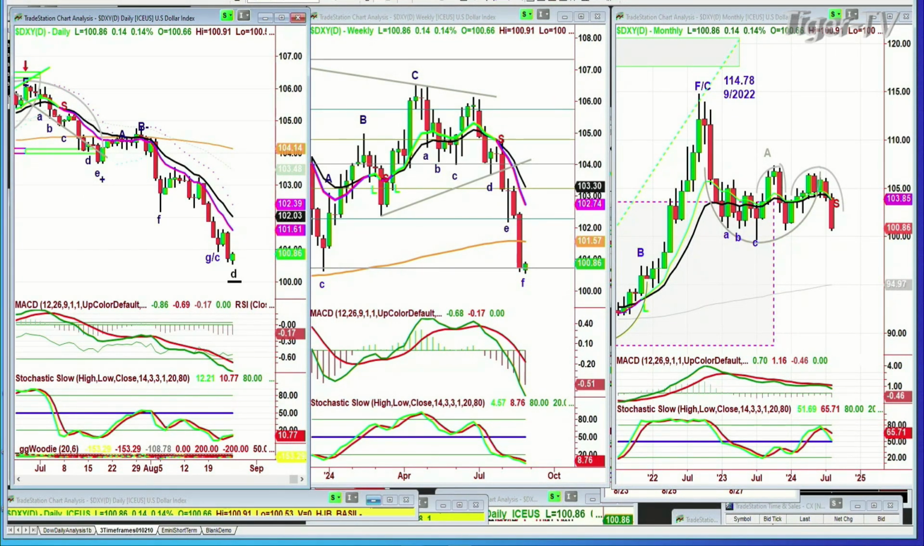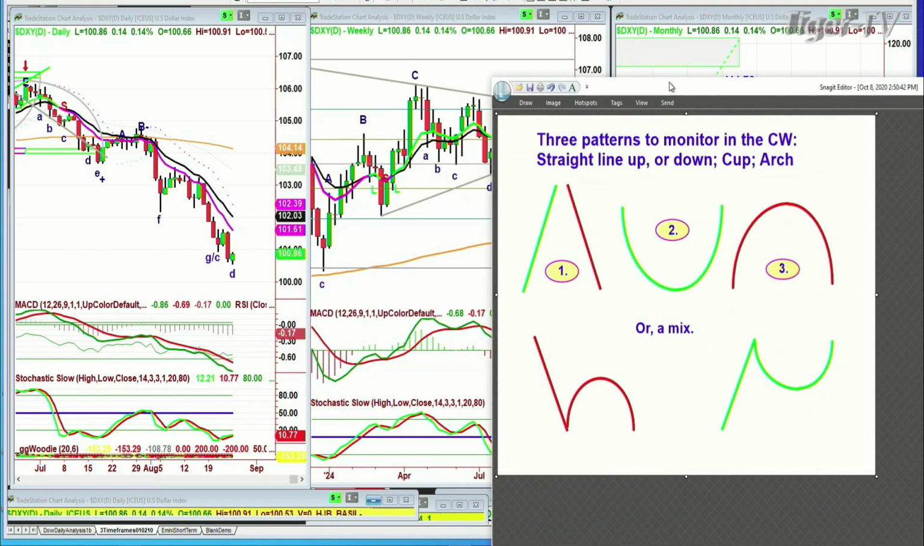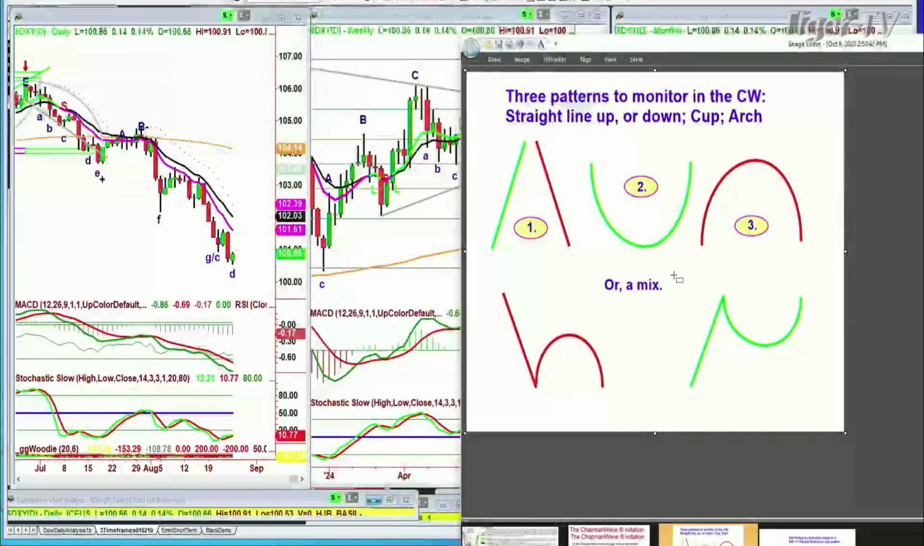The lowercase h that goes to a lowercase m. What do I mean by that? It means patterns I look at, three particular patterns: straight line up, straight line down, cup formation, arch formation, or a mix of 1 and 2 and 1 and 3. This is a 1 and 3. Comes down sharply, and then it rallies, and then it fails if it takes out that low on the left side.